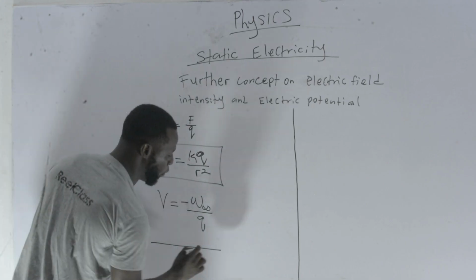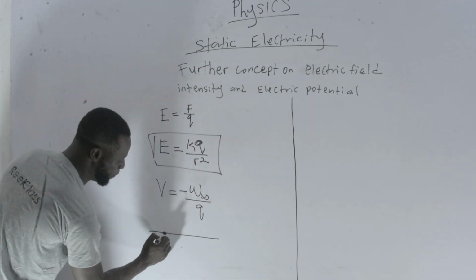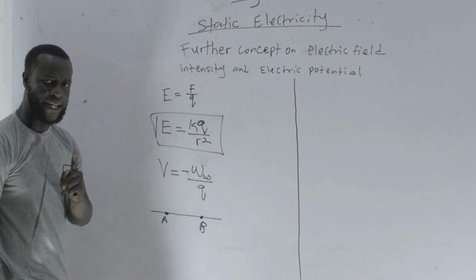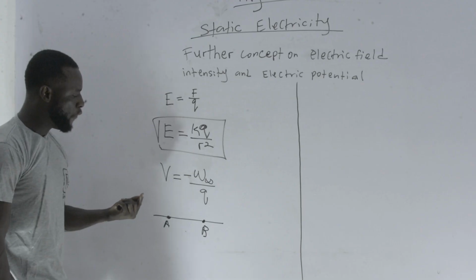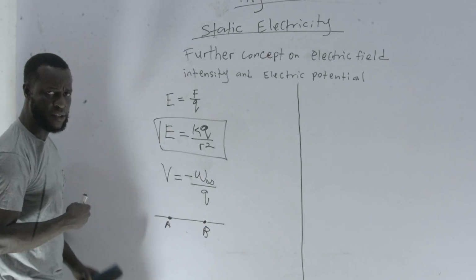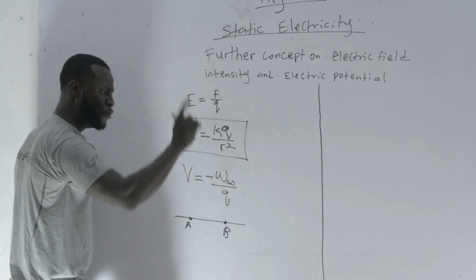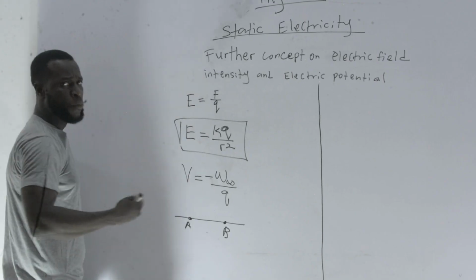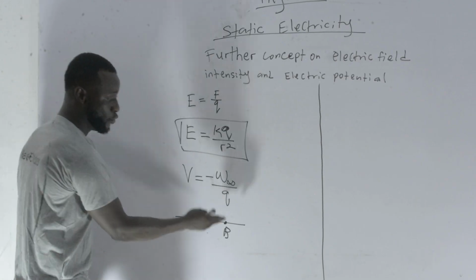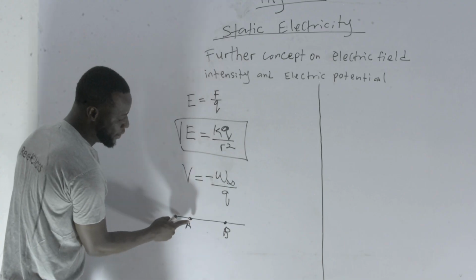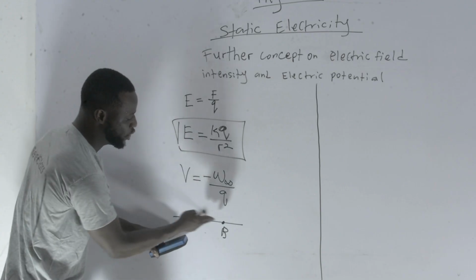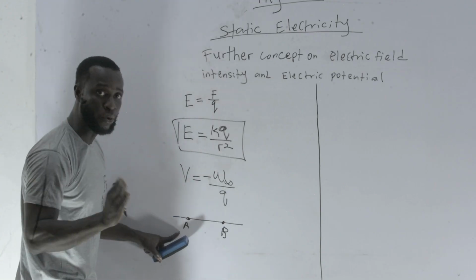Furthermore, I may have 2 points in the electric field, so that here is point A and then here is point B. I may be asked to calculate the electric field potential difference, and this is why there is potential difference. The work I'm going to do to bring a unit positive charge from infinity to this point will be quite different from the work I'm going to do to bring a unit positive charge from infinity to this point. So the electric potential here and the electric potential here will not be the same. Hence, between these 2 points, there is an electric field potential difference.